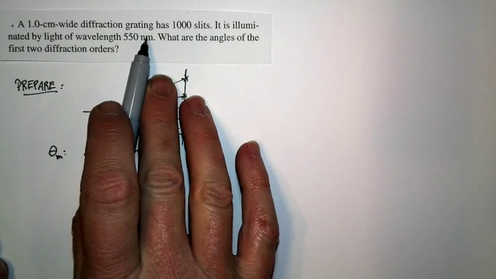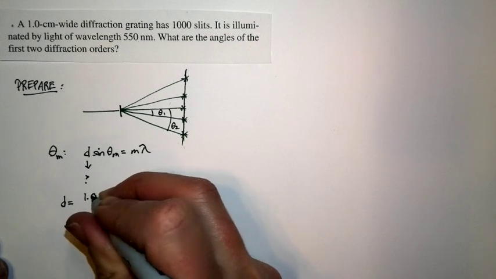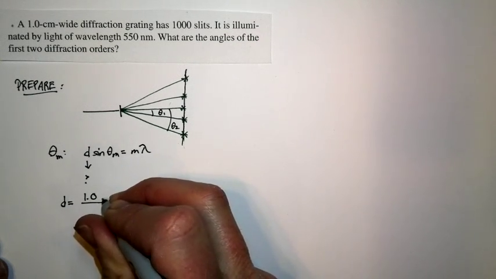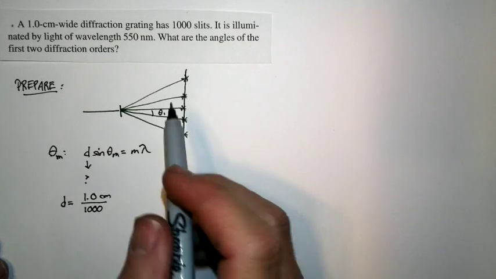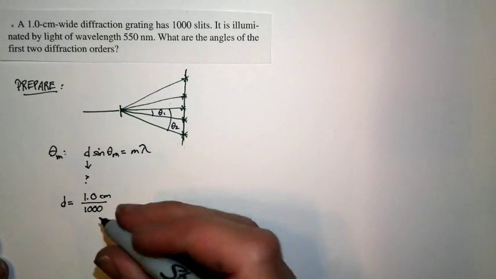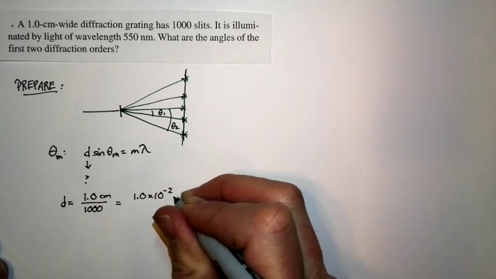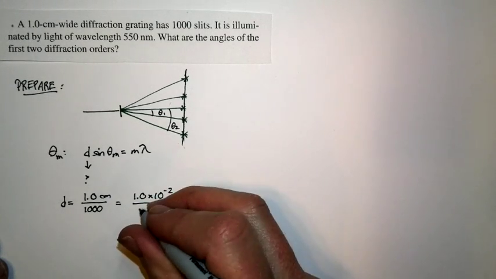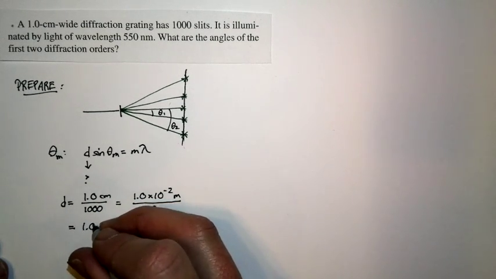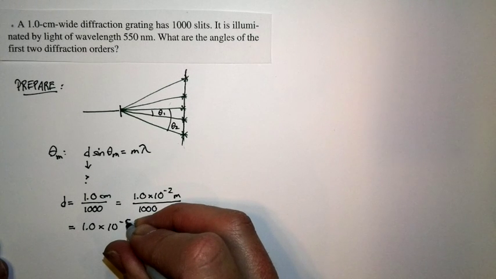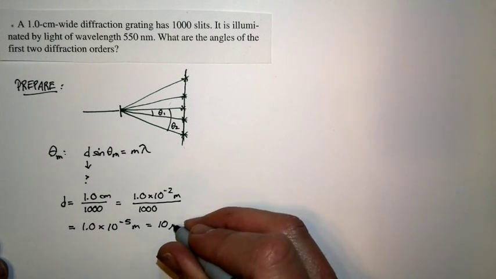The diffraction grating is 1 centimeter wide and it has 1,000 slits. So d is just equal to the width of the grating divided by the number of slits, 1 centimeter divided by 1,000, because 1,000 slits add up to 1 centimeter. 1.0 centimeters is 1.0 times 10 to the minus second meters, divided by 1,000. I get a slit spacing of 1.0 times 10 to the negative fifth meters, or 10 microns.